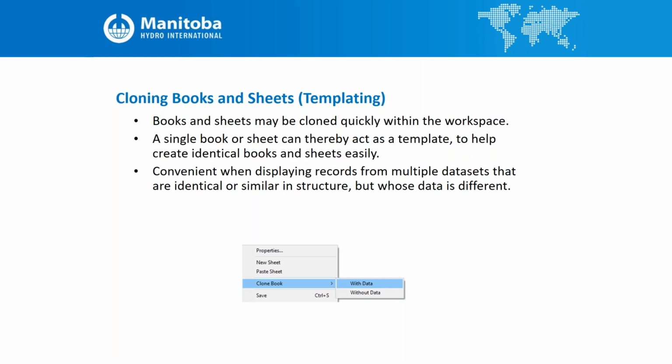A single book or sheet can act as a template, so if you create just one, you can use that as a template to create multiple other ones really fast. That way you don't have to put them all back together again. This is very convenient when you're displaying records from multiple data sets that have an identical or similar structure, say for instance a multiple run study, or if you're doing the same study over and over again. You can template the previous study so that you don't have to spend time setting up the display again. So I'll switch back to Enerplot again here, and I'll show you how to clone the sheets or clone the book.